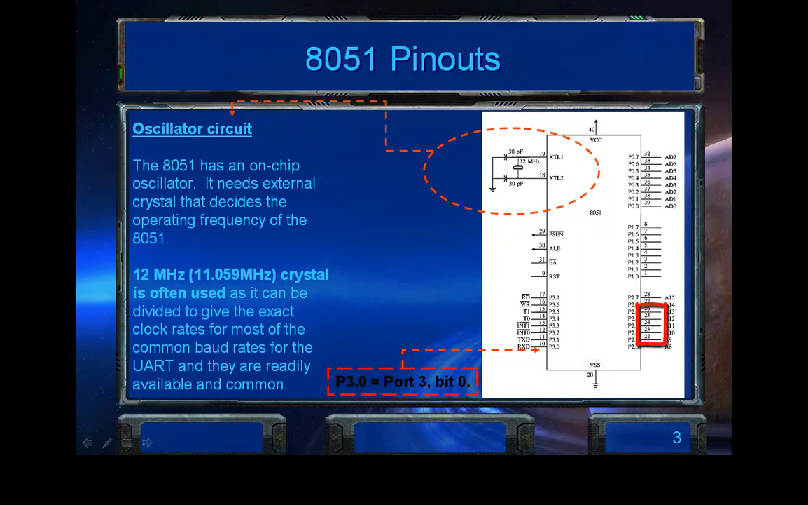Pins 21 to 28 is port 2. Pin 29 is the program store enable pin. Pin 30 is the address latch enable pin. Pin 31 is the external access pin. Pins 32 to 39 is port 0. And finally pin 40 is the VCC, or power pin. Note: P3.0 stands for port 3 bit 0.